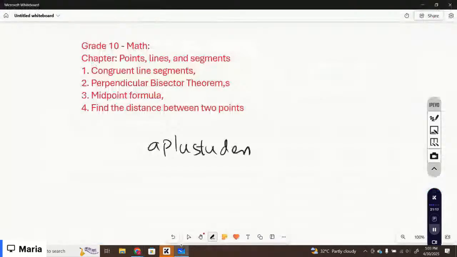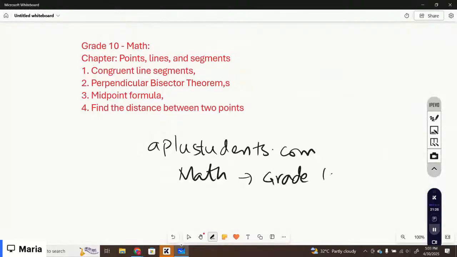Then you have to select math from the subject tab, scroll down to grade 10 math, and then click on view all lessons. There you can find a list of the chapters. We're going to start with the chapter points, lines, and segments.